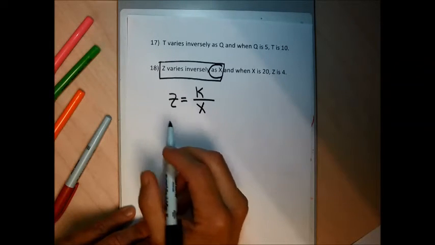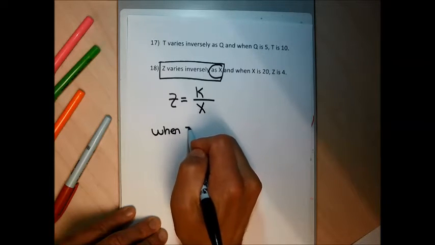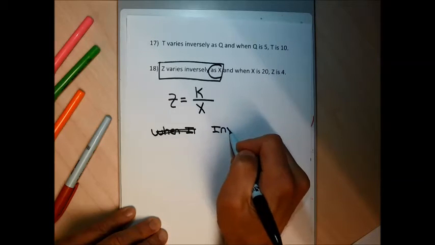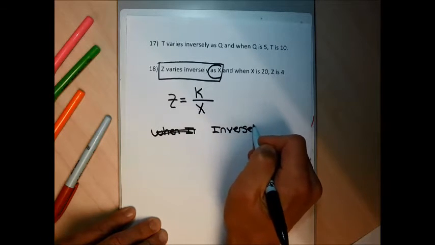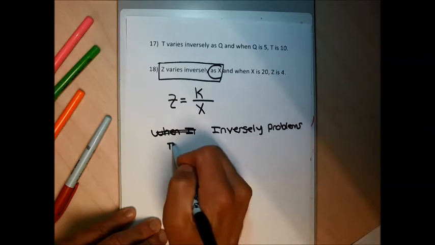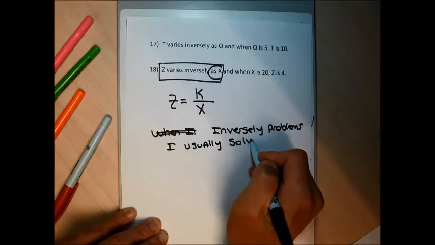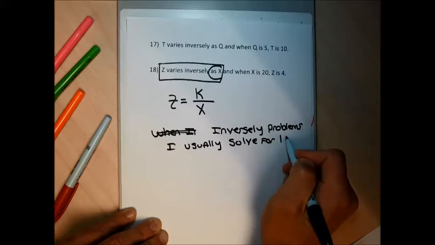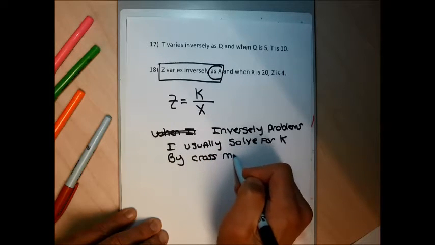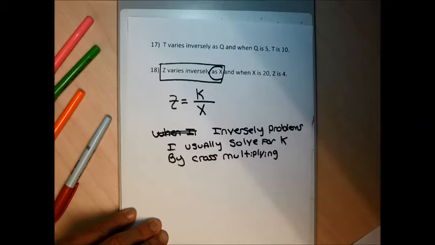And now the algebra. When one of the problems is inversely, I usually solve for k by cross multiplying. You don't have to solve by cross multiplying, but that's what I like to do.